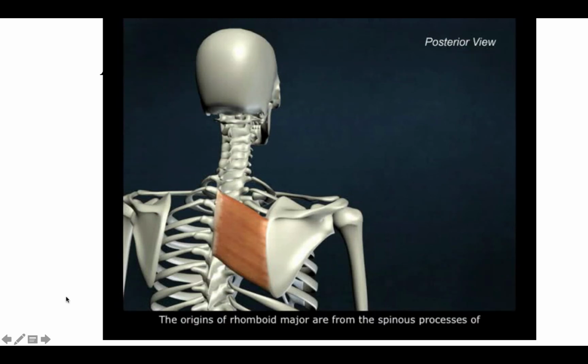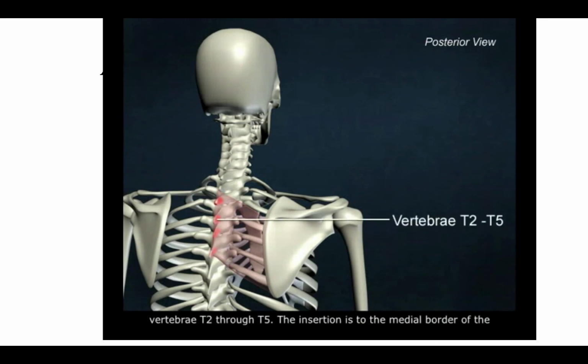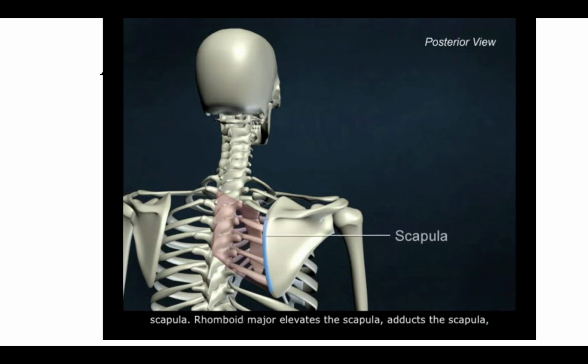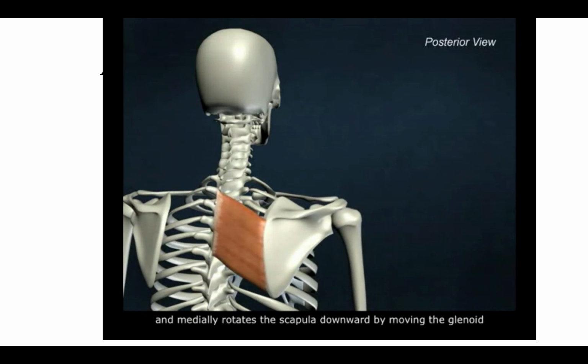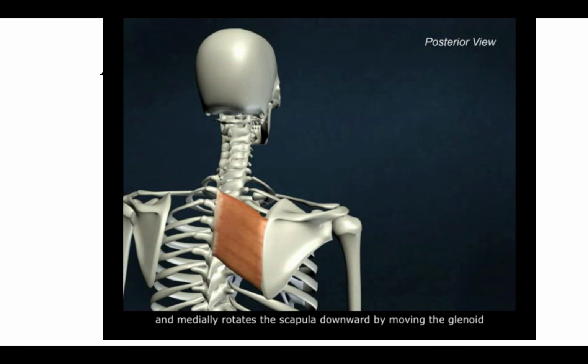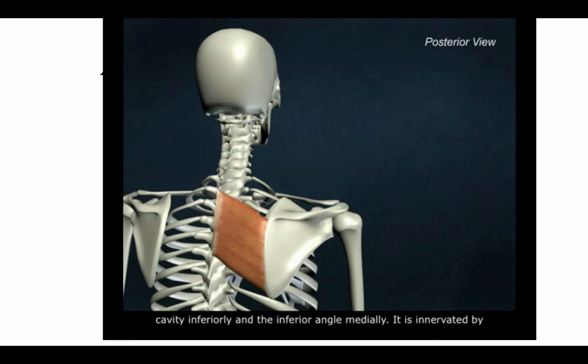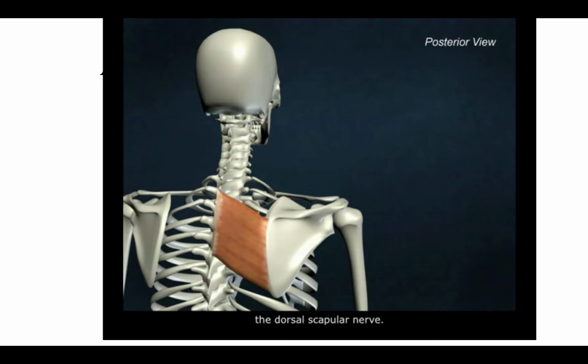The origins of rhomboid major are from the spinous processes of vertebrae T2 through T5. The insertion is to the medial border of the scapula. Rhomboid major elevates the scapula, adducts the scapula, and medially rotates the scapula downward by moving the glenoid cavity inferiorly and the inferior angle medially. It is innervated by the dorsal scapular nerve.